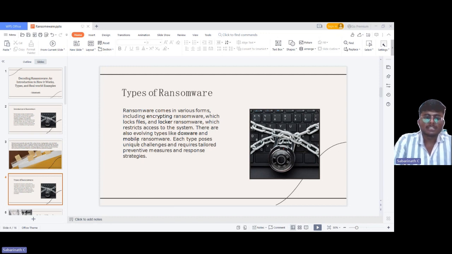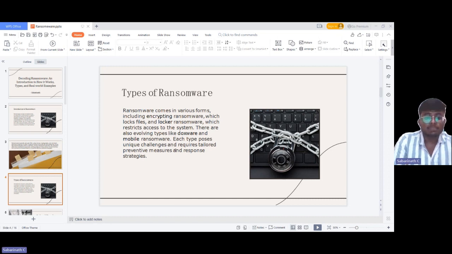Encryption ransomware. This is the most common type, where files are encrypted, making them inaccessible without the decryption key. Popular variants include CryptoLocker and CryptoWall. Locker ransomware. Locker ransomware goes beyond encrypting files. It locks the user out of their entire system. Victims are denied access until they comply with the attacker's demand. Notable examples include WinLocker and police-themed ransomware.